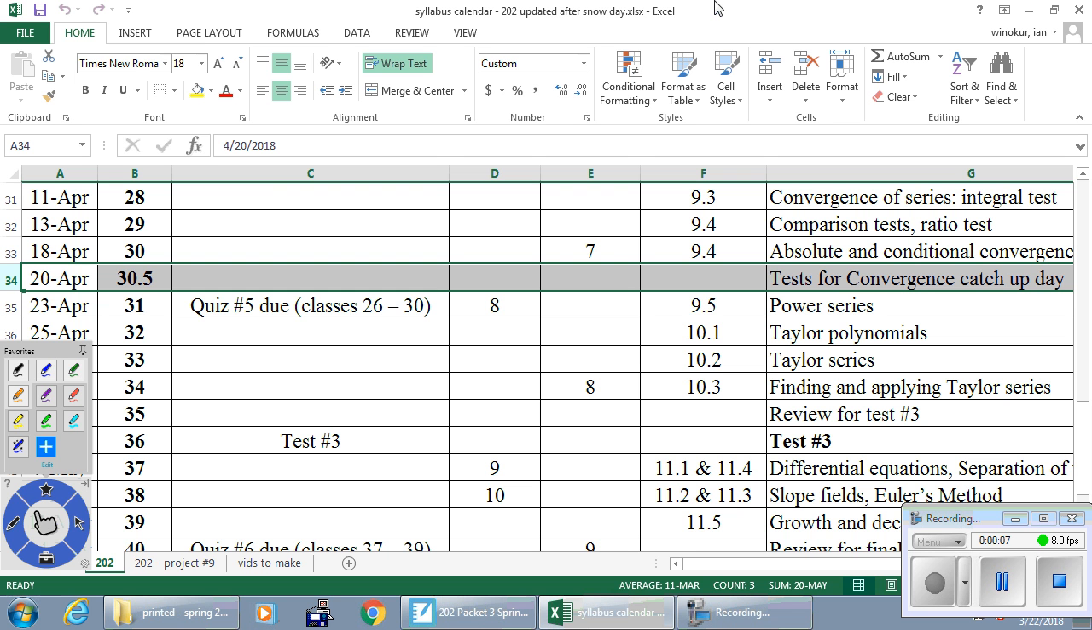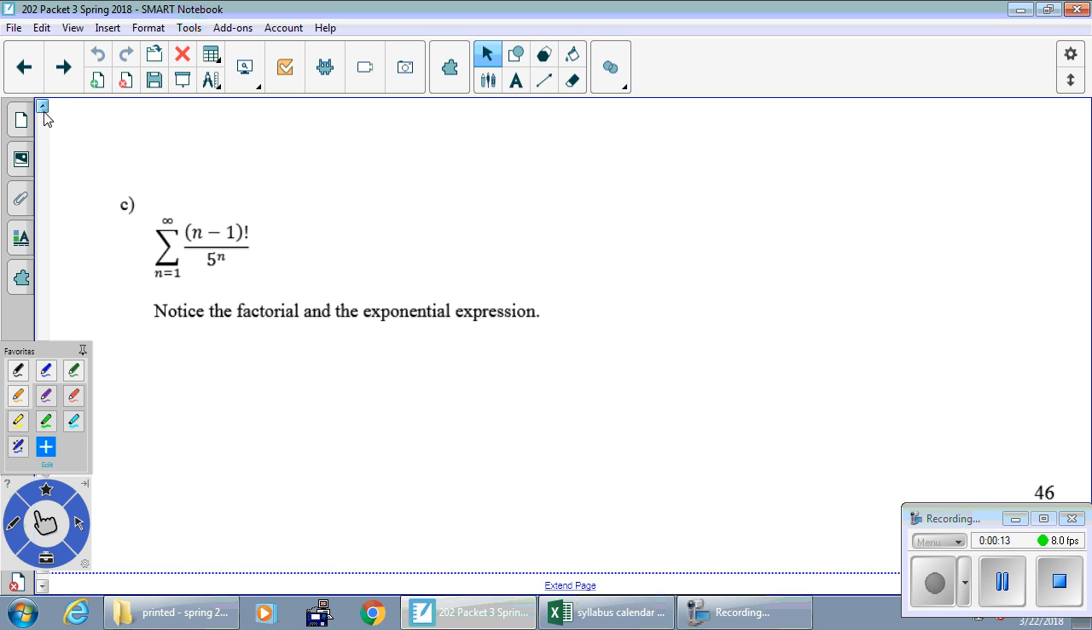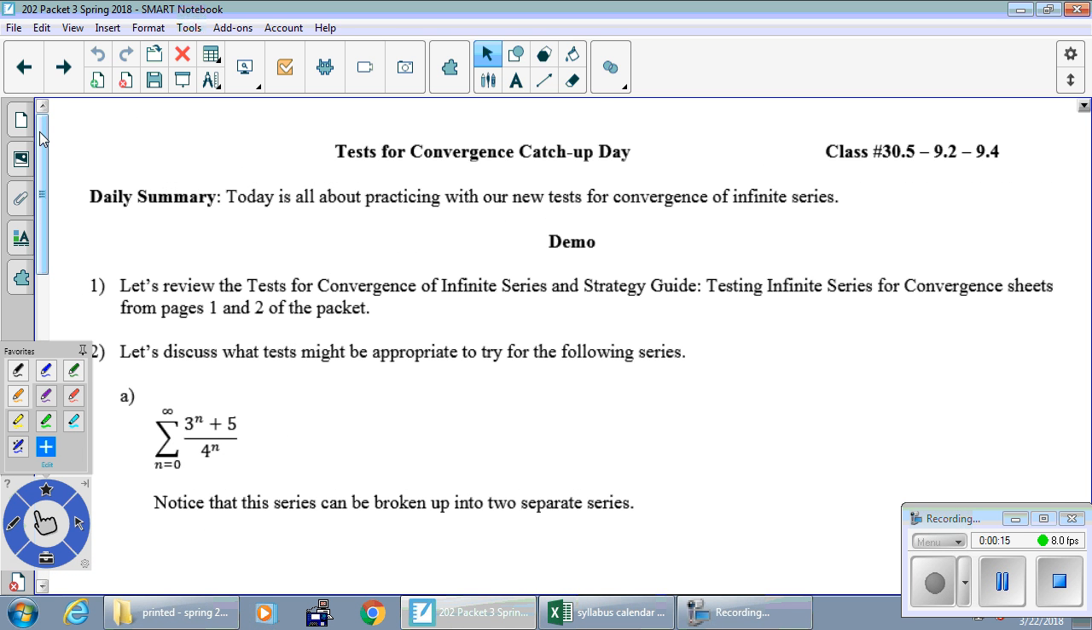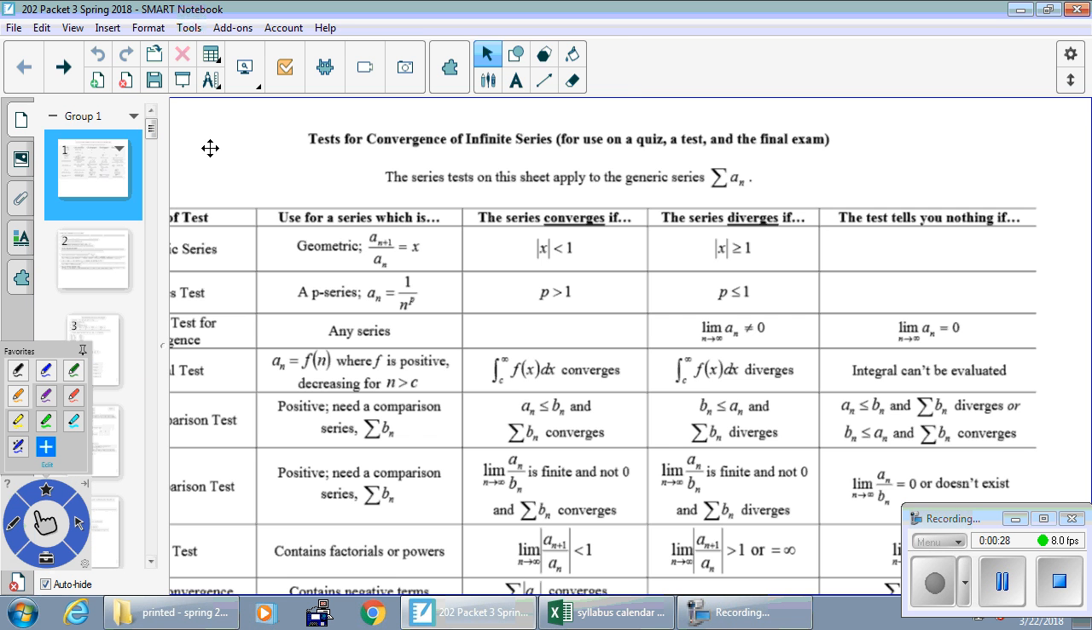Today is our catch-up day on our tests for convergence. We're on page 46 in the packet. Let's jump in at the top. Today is all about practicing with our new tests for convergence of infinite series. Let's review the tests for convergence of infinite series and strategy guide, which is pages 1 and 2 of this big packet. So let's take a look back here.